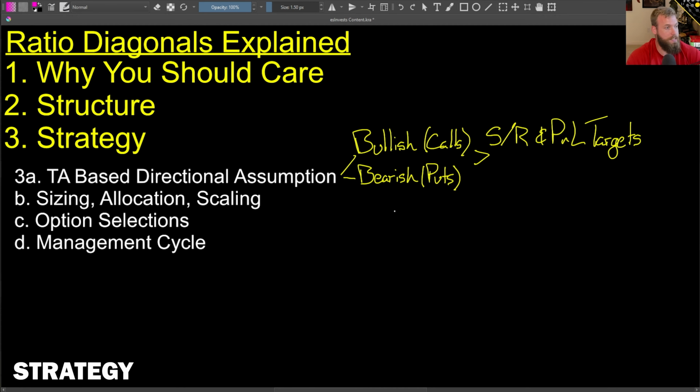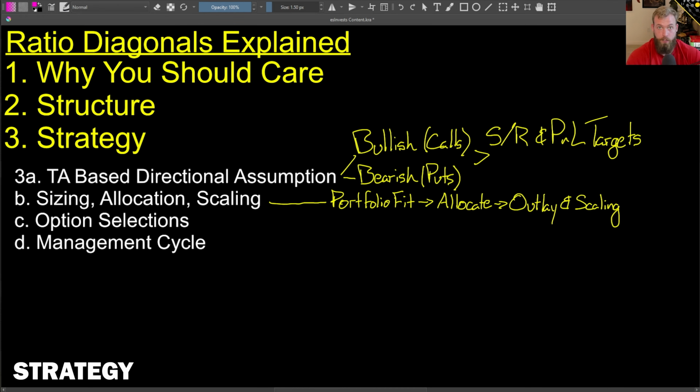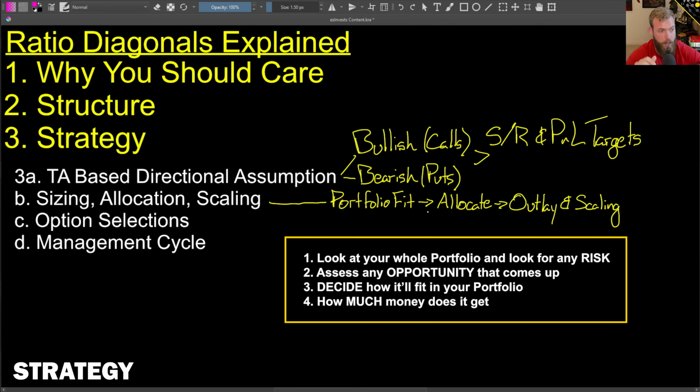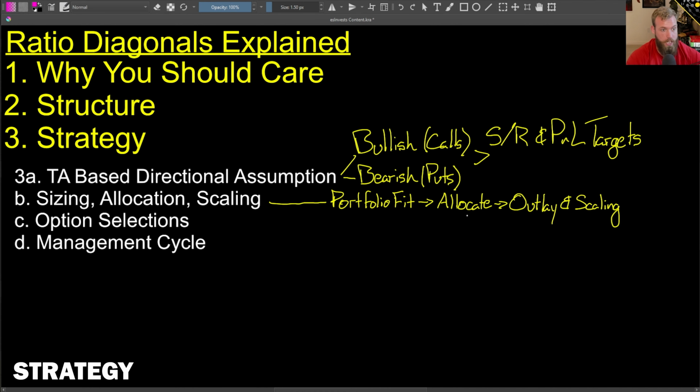Then when we're looking at something like sizing, allocation, scaling, this is pretty straightforward for me. I have a process for it, where the first thing I'm going to do is look at my entire portfolio, all of the risk that's out there. I'm going to assess this opportunity that has come up, and then decide how it fits into my portfolio and how much money it gets. For example, in the RTX strategy we're going to talk about in a second, that entire allocation was $10,000. That's the total amount of money that position was allotted.